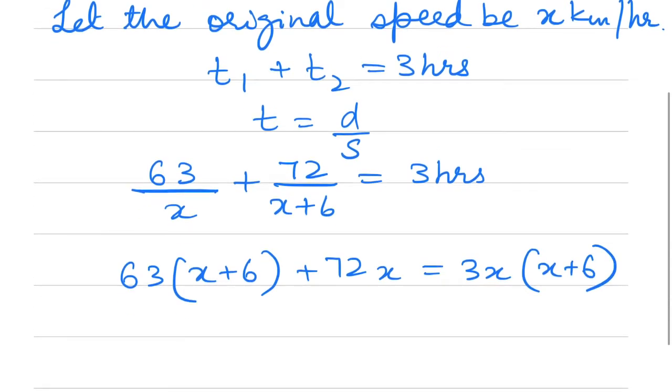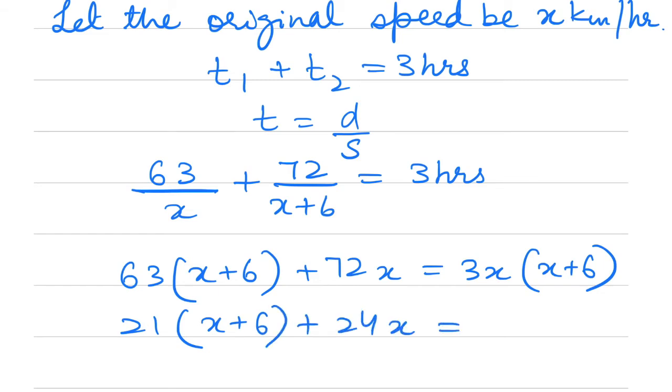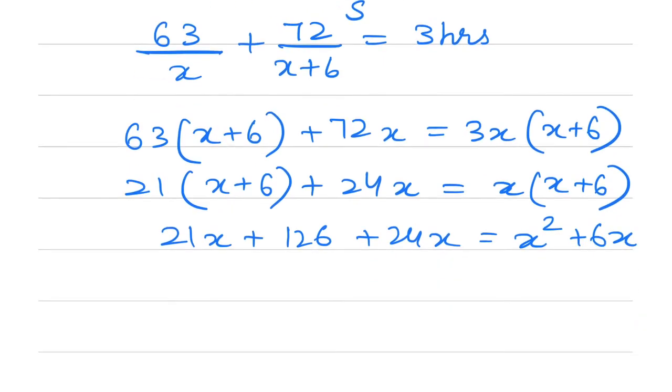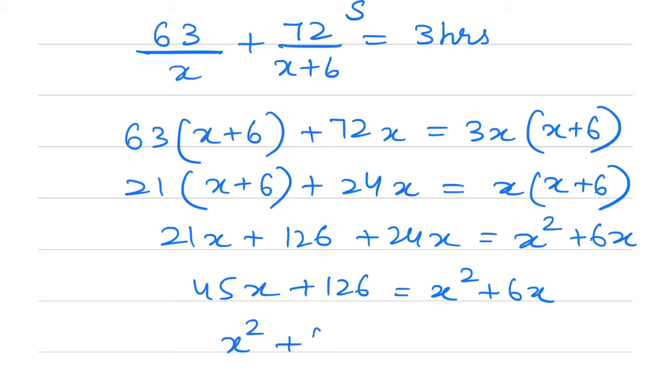Now I can take 3 common on both sides. So 21 into (x plus 6) plus 24x is equal to x into (x plus 6). Now this becomes 21x plus 126 plus 24x is equal to x square plus 6x. Then we have here 45x plus 126 is equal to x square plus 6x. Then x square plus 6x minus 45x minus 126 is equal to 0.